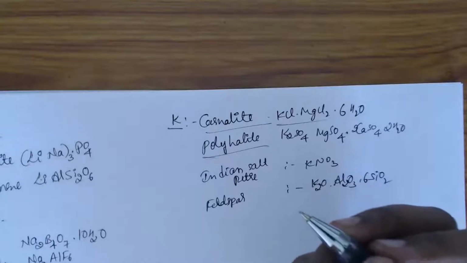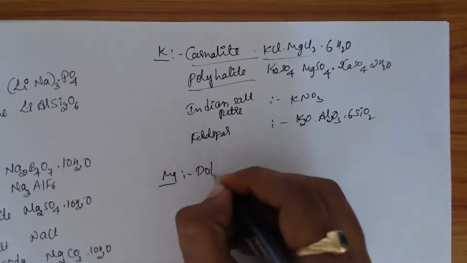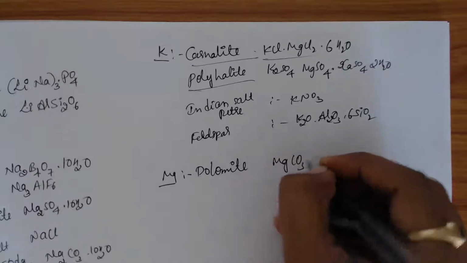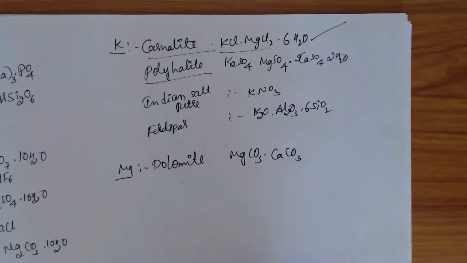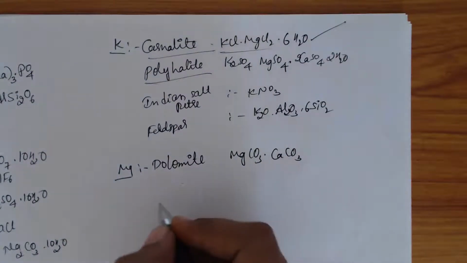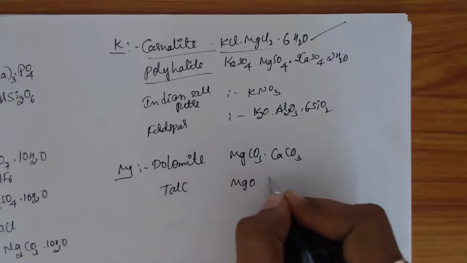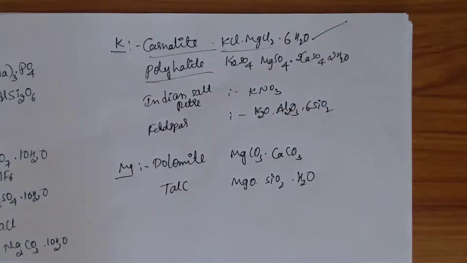Similarly, the ores of magnesium: dolomite. Dolomite means magnesium and calcium carbonate. Similarly, carnallite is also there. That is also an ore of what? Magnesium. Correct. Next, talc. Talc is MgO.SiO2.H2O, magnesium oxide with silica.